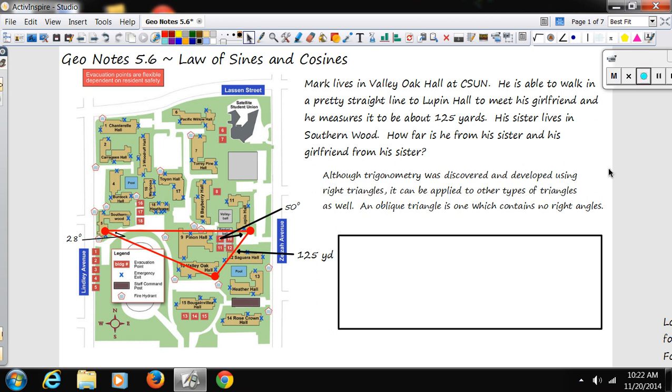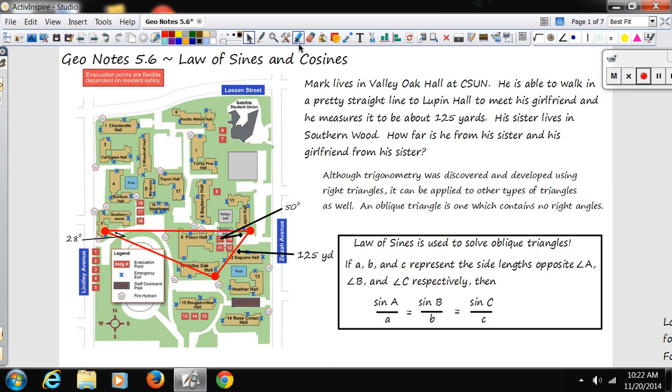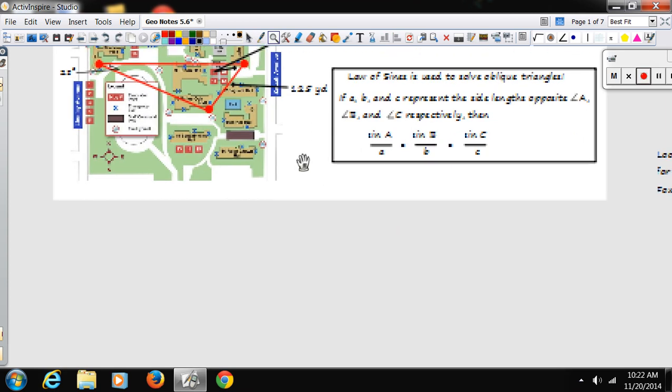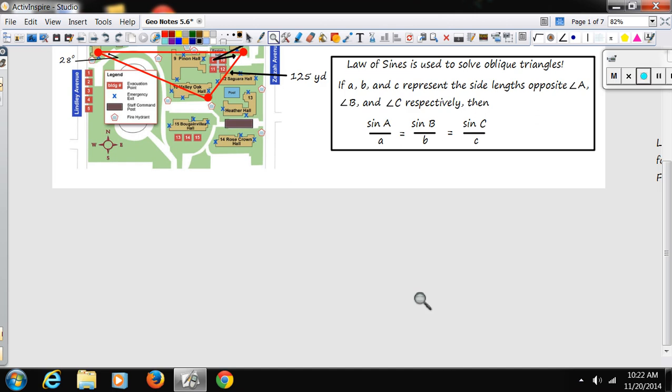Now your law of sines is right here. And let me lift this up so you can see it a little bit better. Law of sines is used to solve oblique triangles. Little a, little b, and little c represent the sides opposite of angle A, angle B, and angle C respectively. Now the nice thing about law of sines, it's just setting up a proportion and cross multiplying. That's all it is. You're going to make a proportion with two of these fractions, and you're going to solve it. You're going to multiply diagonals, you're going to divide, get your answer.